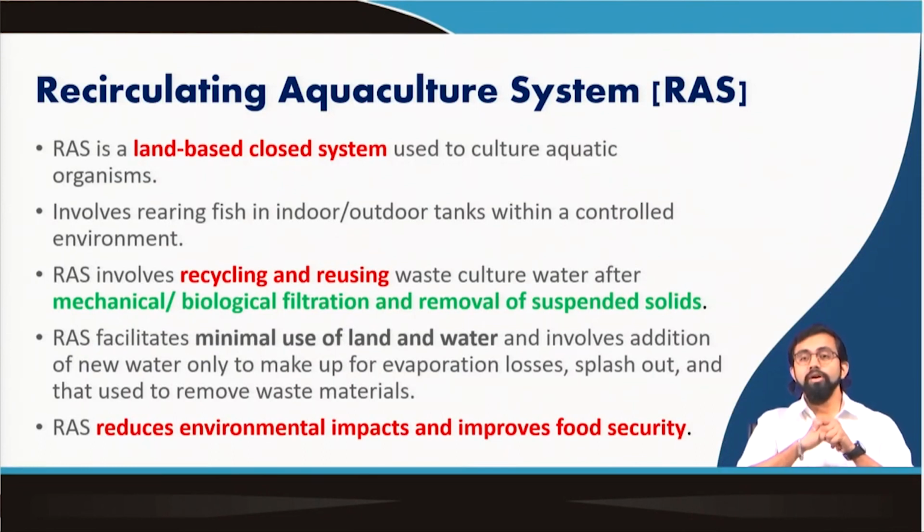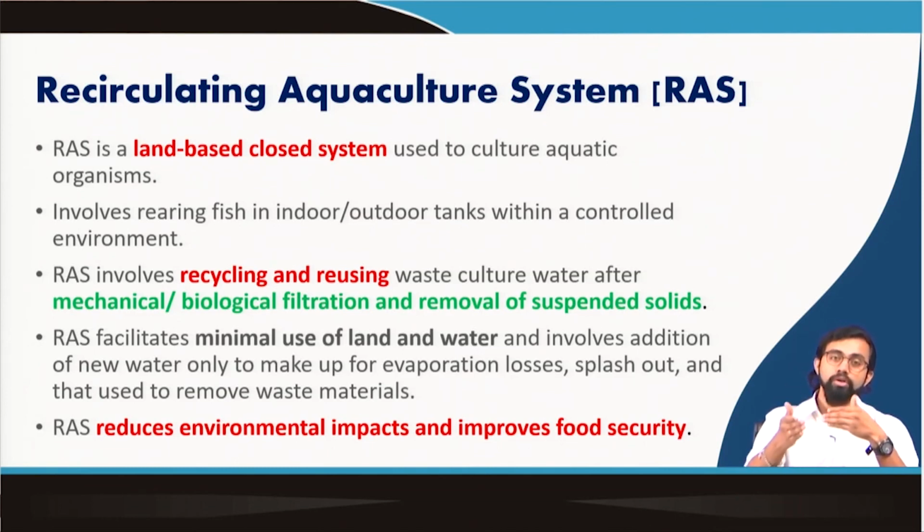As we already have some basic idea about what recirculating aquaculture systems are, as we have already discussed in earlier lectures in brief. It's a land-based closed system used for culturing aquatic organisms. It involves the rearing of fishes in indoor or outdoor tanks within a controlled environment. It involves the recycling and reuse of the waste culture water after mechanical filtration, biological filtration, or both, and the removal of the solids, definitely by means of the mechanical filtration process.